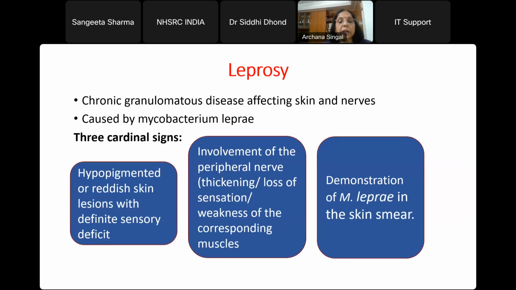In leprosy, there are 3 cardinal signs. There are hypopigmented or reddish skin lesion, loss of sensation, and thickening of the peripheral nerve like ulnar nerve, radial nerve. And third cardinal sign is demonstration of M. leprae on the skin smear.